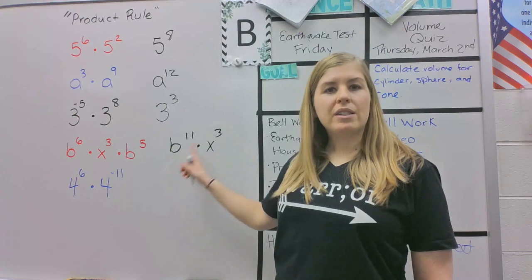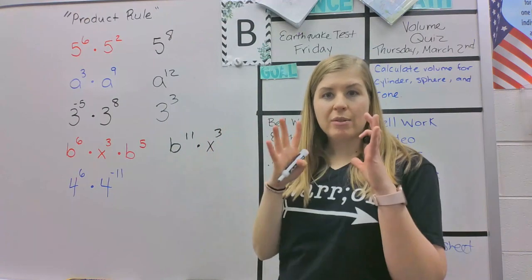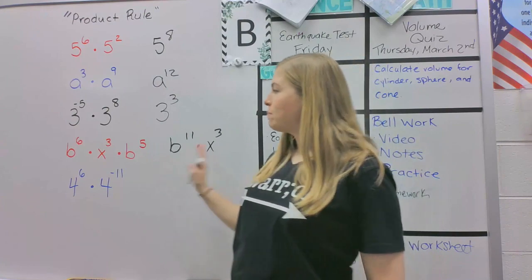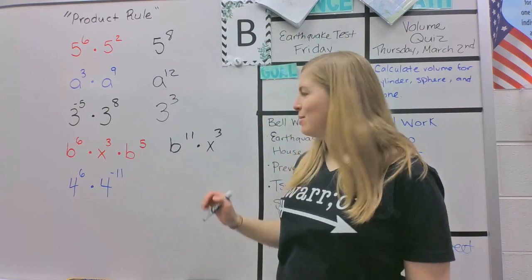It also might be b to the 11th power x to the 3rd. You might see them scrunched together. They're implied that they're multiplying, but for our purposes, I'll leave the multiplication symbol there.